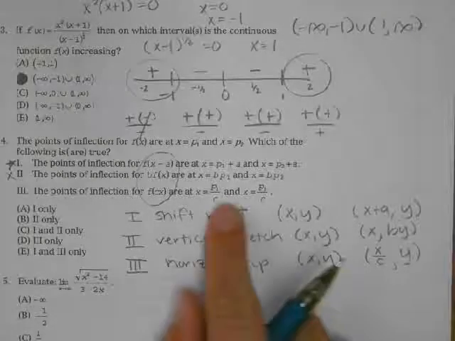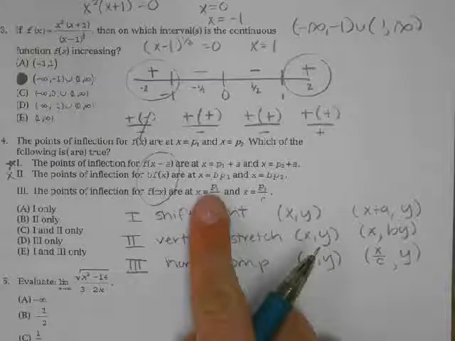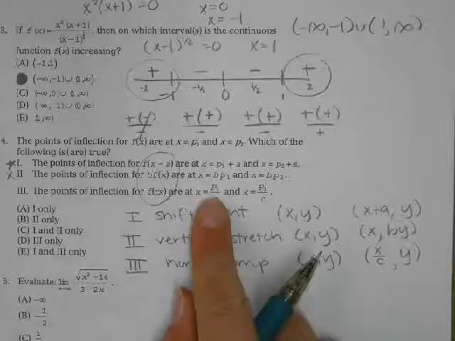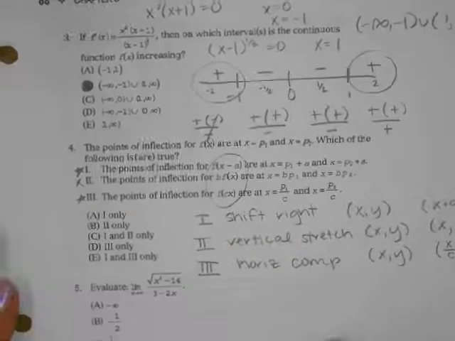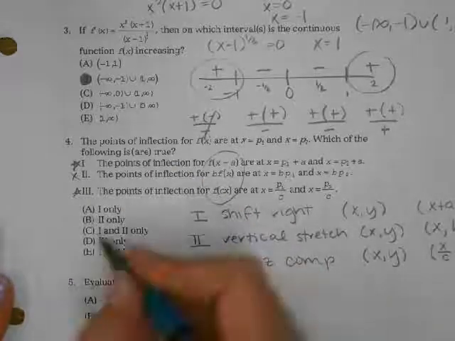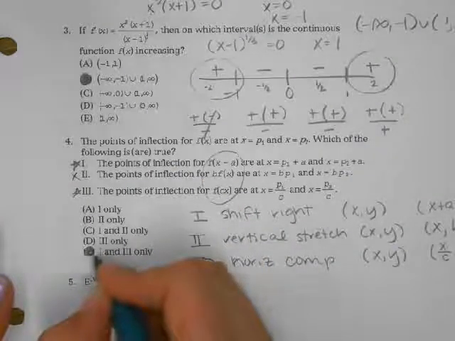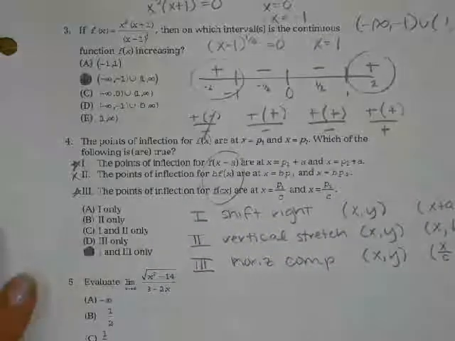And here in this notation, you can see that's what they're doing. They're taking the x coordinate of the point of inflection and dividing it by that number. And so we're going to say that 1 and 3 are the correct answers. I know I missed that one too.